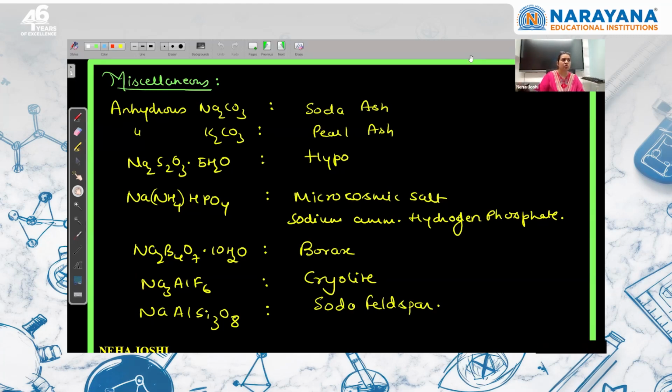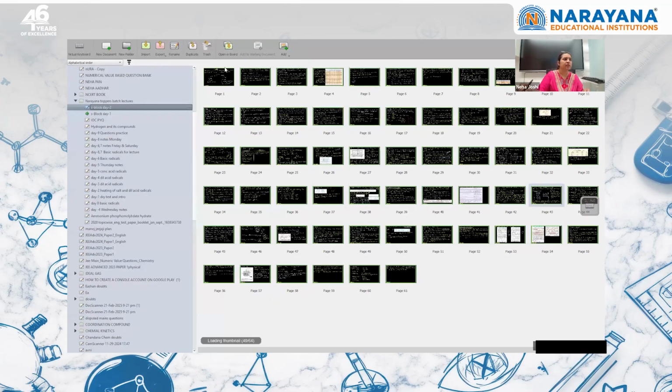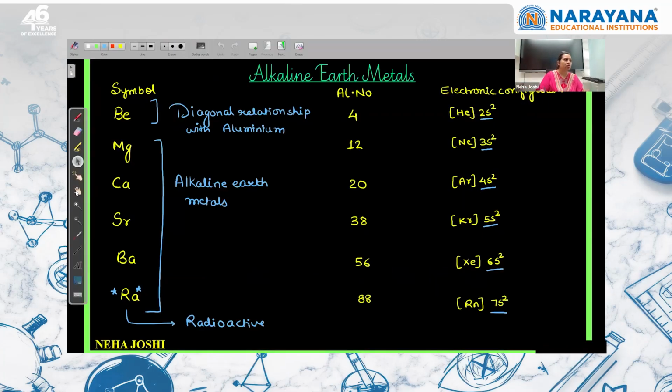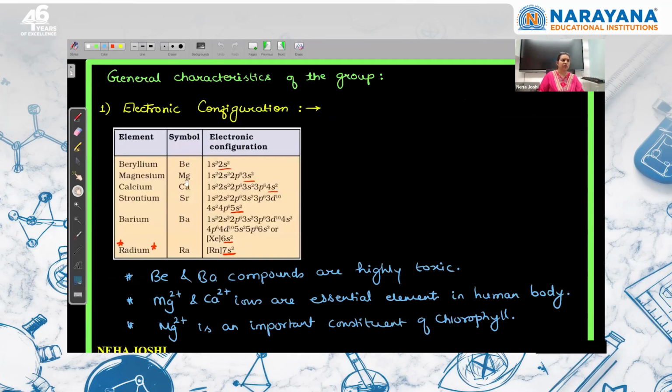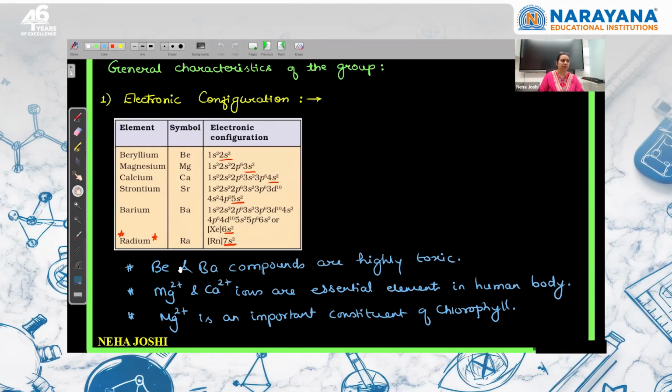Clear? So this closes our first group, or I should say alkali. Okay? Moving to second group. Now, as far as second group, members are beryllium, magnesium, calcium, strontium, barium, and radium. Radium is radioactive. General configuration ns2.